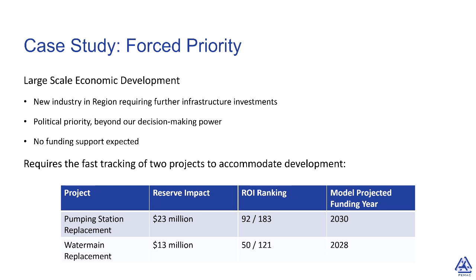This was a political priority. It was out of our hands. We didn't have senior government funding. We just had to make do. And what we saw is they're quite large projects. So for this example, we had a pumping station that was $23 million on the wastewater side, and a new water main upsizing that was $13 million. In our model, we ranked them, and we know we would have done these projects eventually, but it would have been a couple years out, not next year, because they're not the highest risk projects.